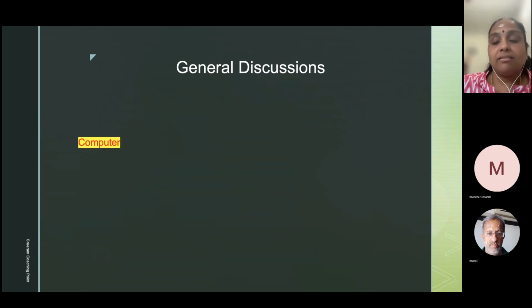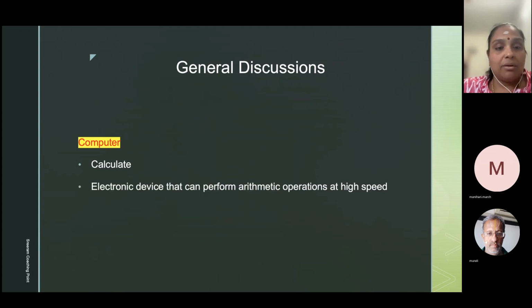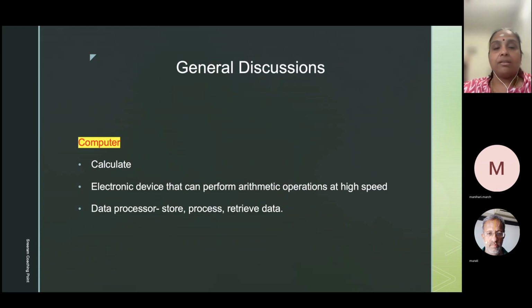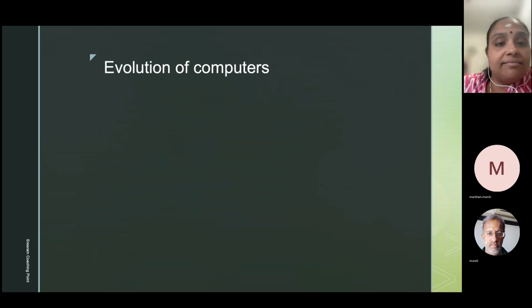Now, just to give you an idea of what the subject is all about. As you know, most of the concepts you would have done in inter and final, you being a CA, but still we'll quickly go through, because I noticed that you do get questions based on some fundamentals. So basically, what is a computer? We use it to calculate, and it's an electronic device to perform arithmetic operations. It is also a data processor. Why do we say data processor? Because it can store, process, and retrieve data.